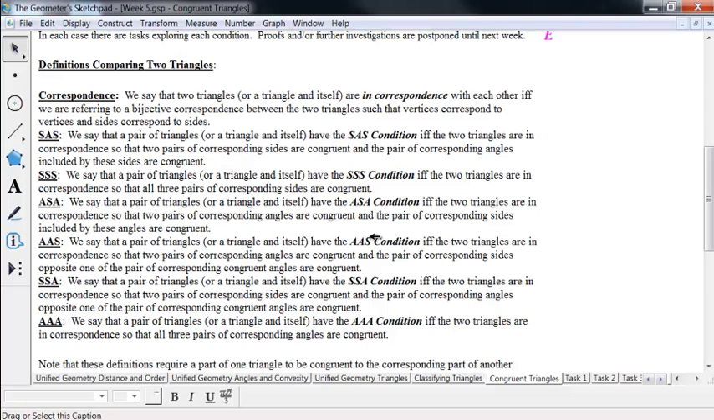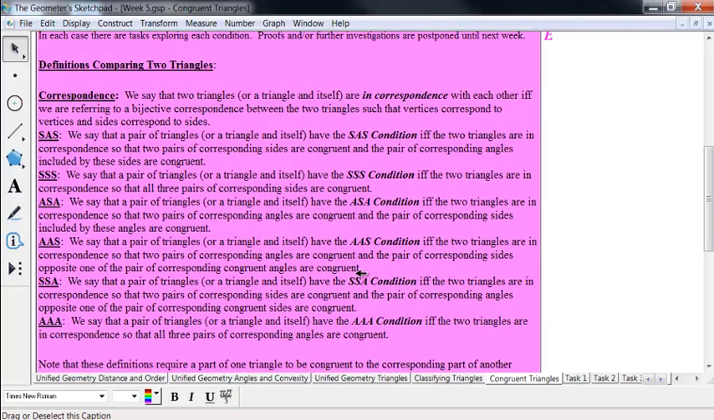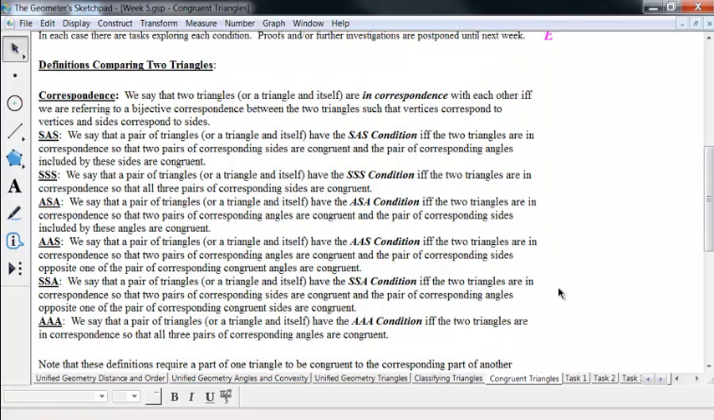Side-side-angle: we say that condition is met if the two triangles are in correspondence so that two pairs of corresponding sides are congruent and a pair of corresponding angles opposite one of the pair of corresponding congruent sides are congruent. So in the side-side-angle condition, think of that first side as being opposite that angle. And then, of course, the AAA condition, the angle-angle-angle condition, is if the two triangles are in correspondence so that all three pairs of corresponding angles are congruent.